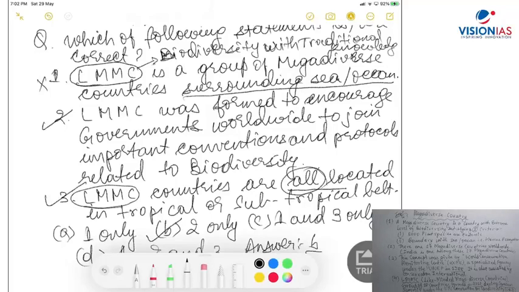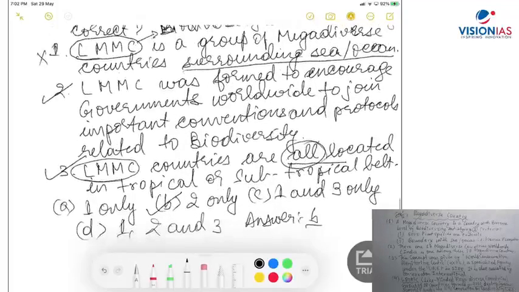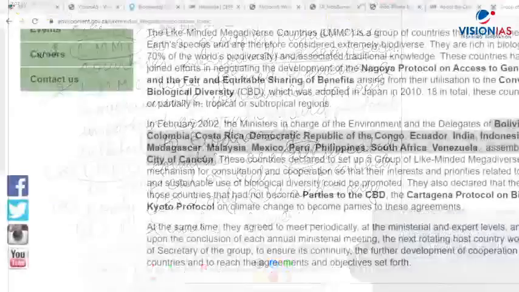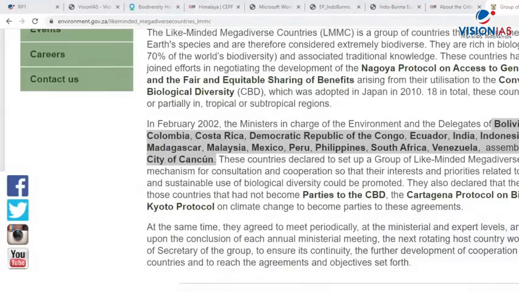Third is also correct. So you don't have an option here. Oh, I'm sorry. The options are not there. All these countries, you can see here, are in tropical area: Bolivia, Colombia, Costa Rica, Congo, Ecuador, India, Indonesia. You will find them all in tropical area.